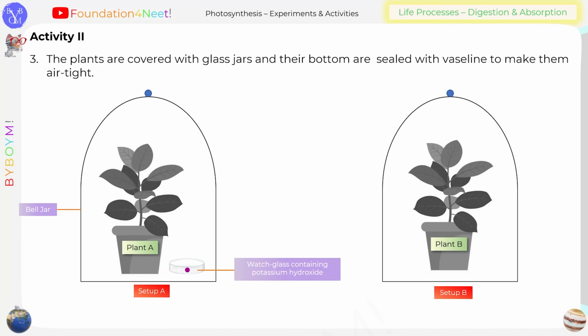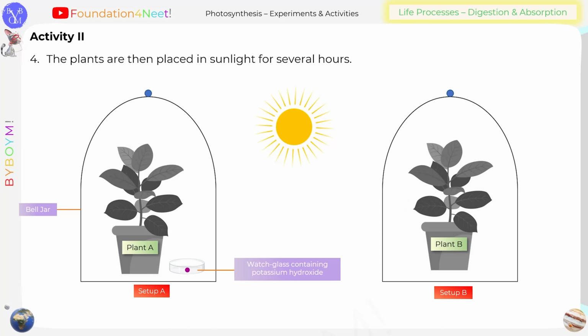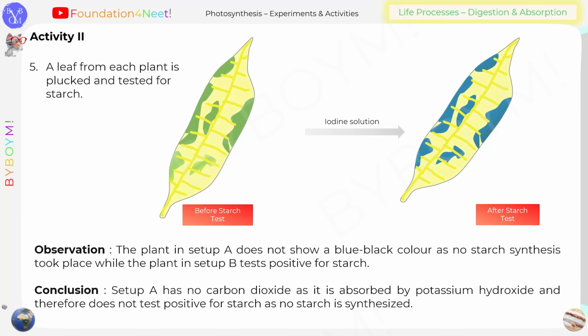Plants are then covered with glass jars and their bottoms are sealed with Vaseline to make sure that this is airtight. So this is our setup A and setup B. We then place the plants in sunlight for several hours. So we kept them in dark, no photosynthesis, no starch left. Now we place them in sunlight, so again photosynthesis would happen. So we then pluck a leaf from each plant and then we will test it.